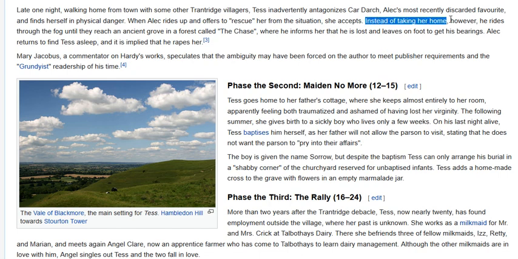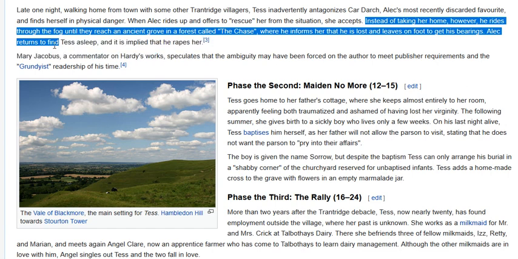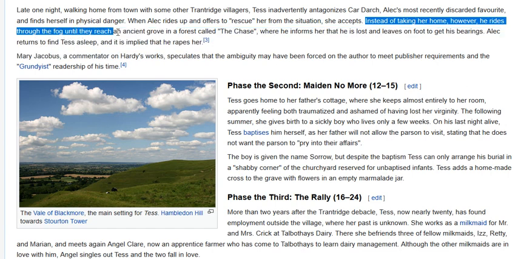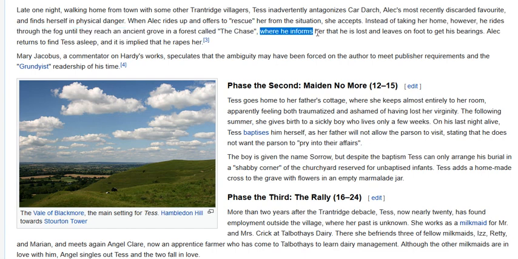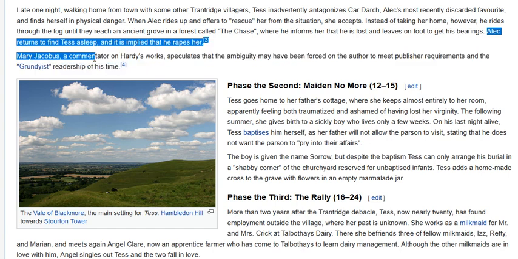Instead of taking her home, however, he rides through the fog until they reach an ancient grove in a forest called the Chase, where he informs her that he is lost and leaves on foot to get his bearings. Alec returns to find Tess asleep, and it is implied that he rapes her.